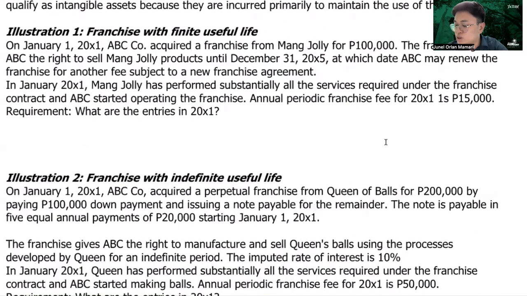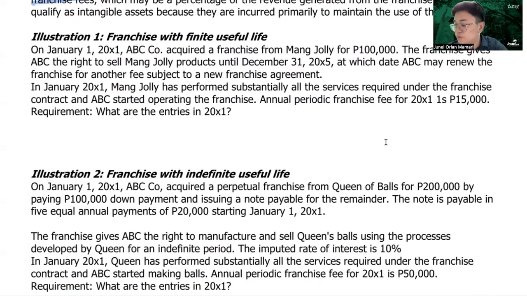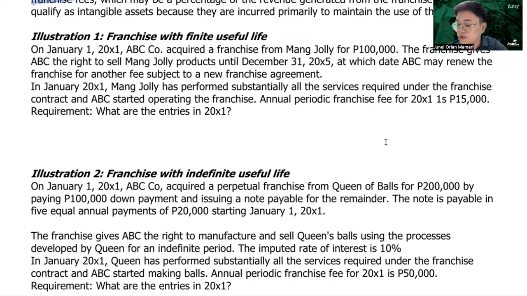On January 1, 20X1, ABC Company acquired a franchise from Mang Jolly for 100,000. The franchise gives ABC the right to sell Mang Jolly products until December 31, 20X5. So we have 5 years. Sulat natin. 5 years useful life.